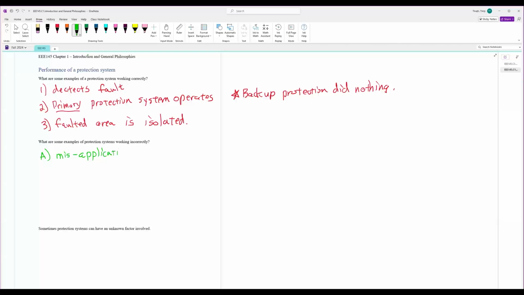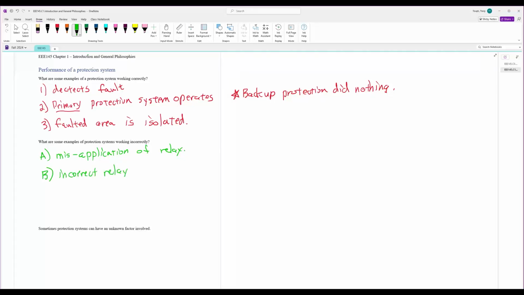Misapplication of a relay. One misapplication is, I meant to look at current, but then I installed a voltage relay by accident. So we're looking at the wrong quantity, so we're going to make the wrong decision.